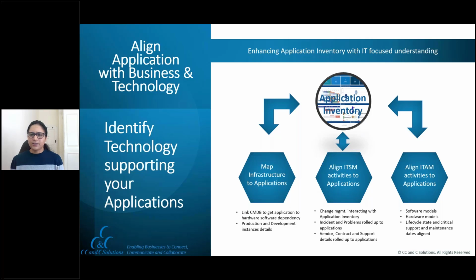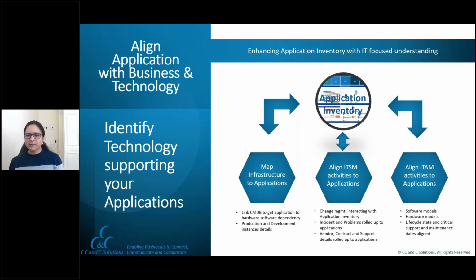What are the practices in terms of ITSM, change management, problem management, incident management? Can we roll them up into the application view? Is there contract management information that I need to roll up along with the application view? And the third part is, of course, the software and hardware these applications are running on, and the lifecycle management of that software and hardware. At what point in time do I start rolling that information into my APM application inventory as well?